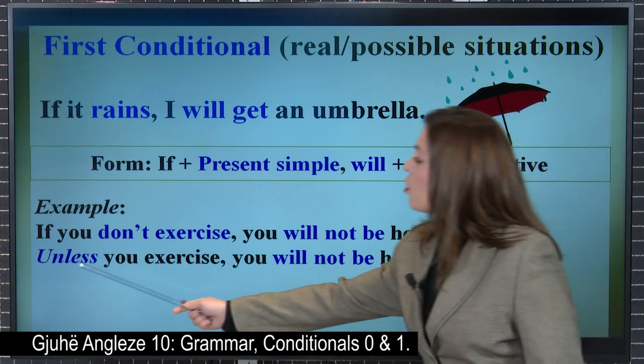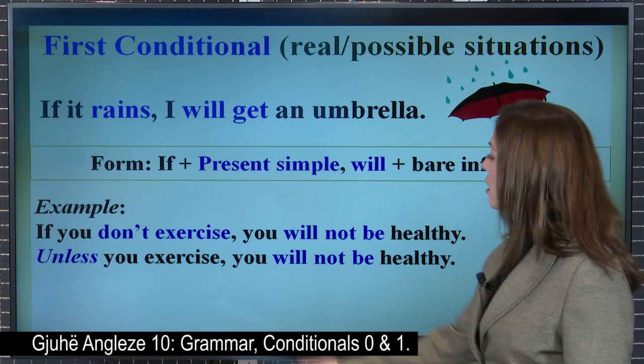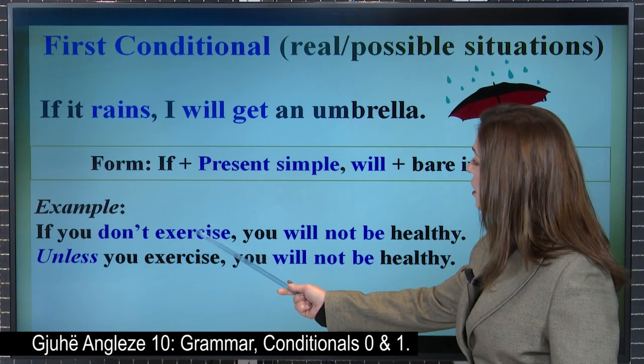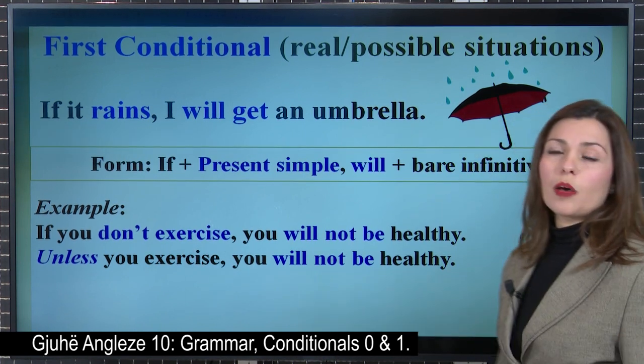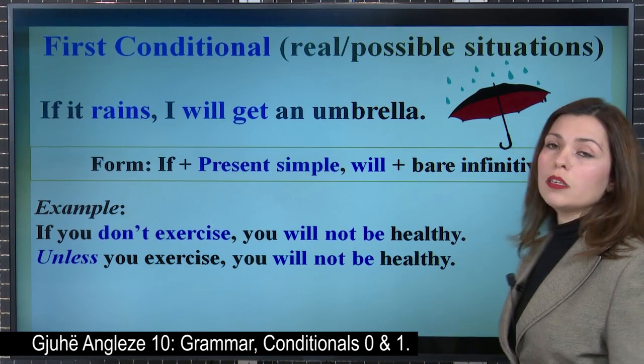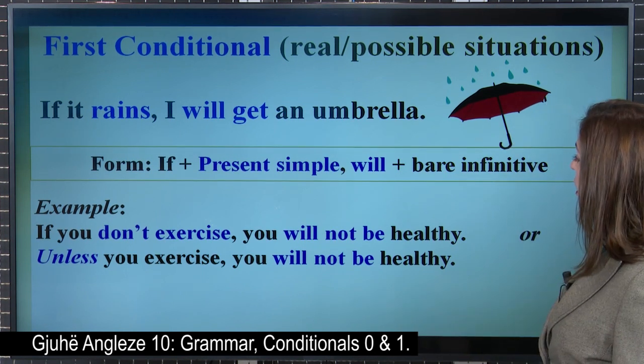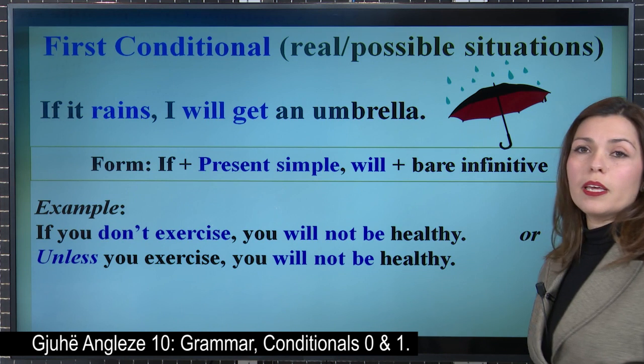So, the word unless is going to take a positive form and not a negative form, as we can see here in the first example. Whereas the second part is exactly the same. You will not be healthy, and again, you will not be healthy.